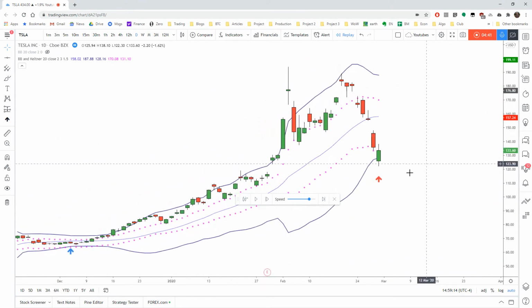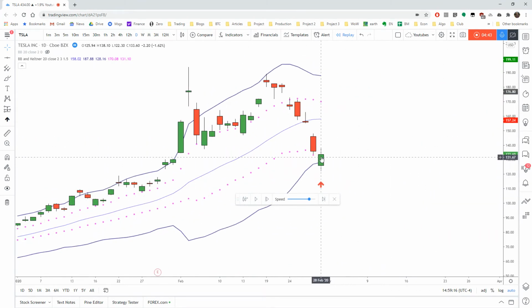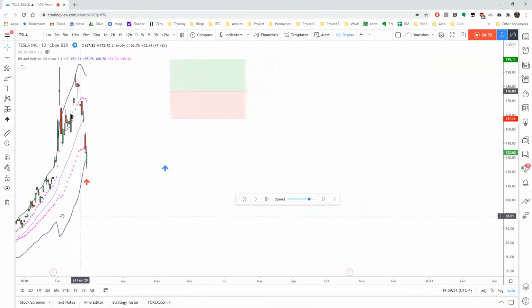So in this case right here, notice how we have price coming down to touch the Bollinger Band. But notice that the Bollinger Band is not yet inside the Keltner channel. This would be a false signal. This is not following our criteria that we laid out before.